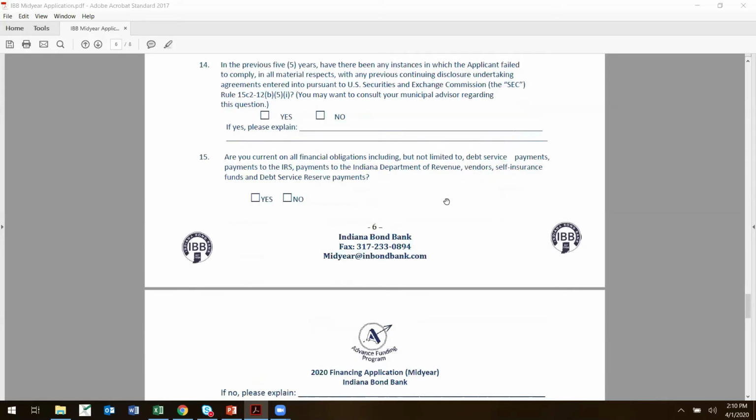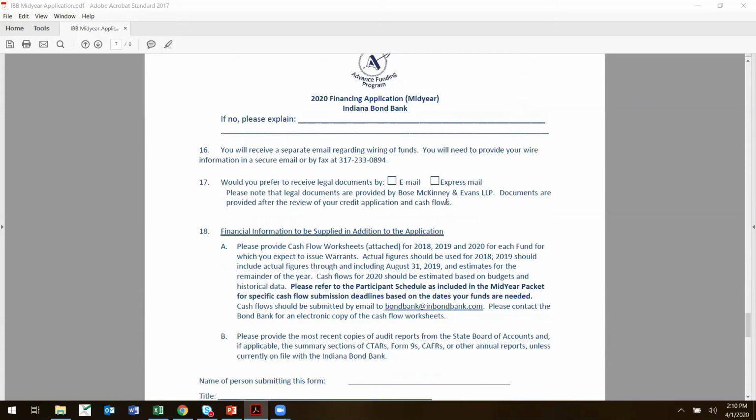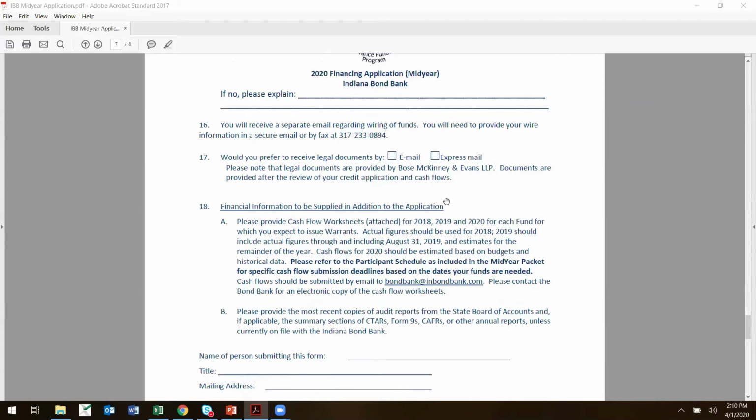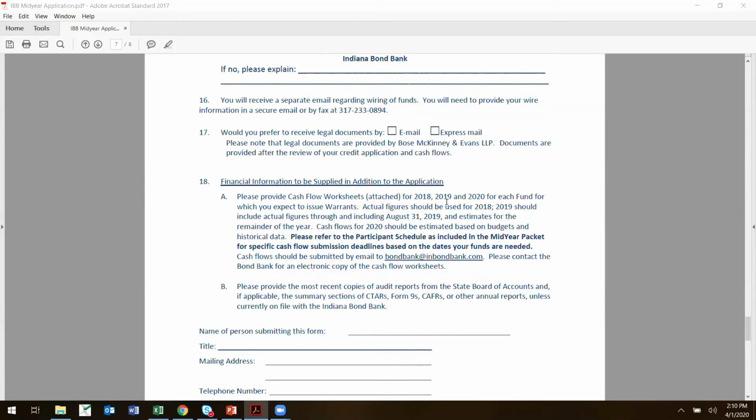Scrolling down. And then lastly, it's really just kind of giving us some direction on how you need to receive your paperwork. If it's all electronically, this allows Bose, Dennis, and his team to know how to get you the information. And then there's some attachments that we need you also to provide.